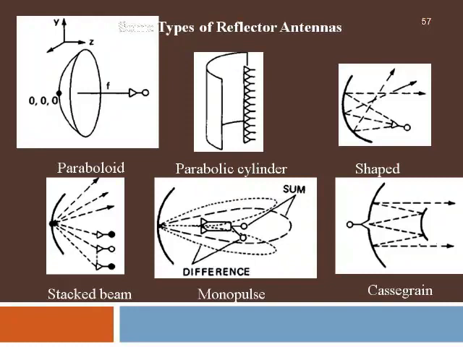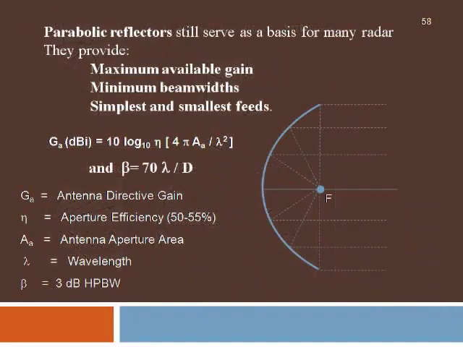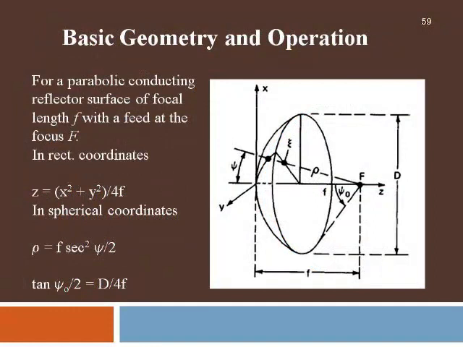And what is the benefit, or why do we go for a parabolic shape? Here the parabolic reflectors provide maximum available gain, minimum beam width, and the simplest and smallest feeds required for this. And here the gain is given by a simple formula as shown in this slide, and the beam width is also calculated very easily when the size of the antenna is given. The basic geometry and operation of a parabolic reflector.